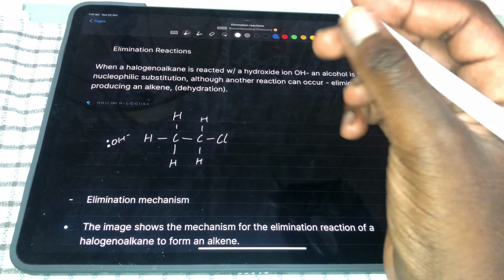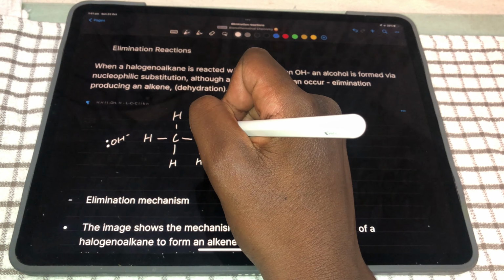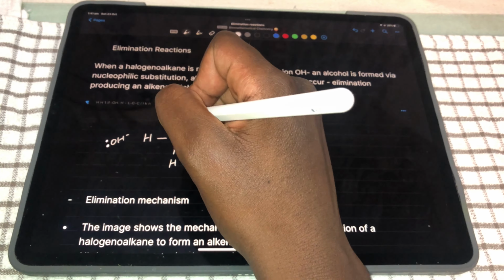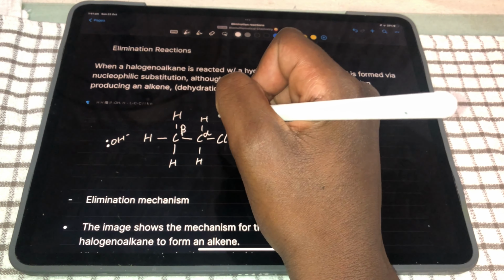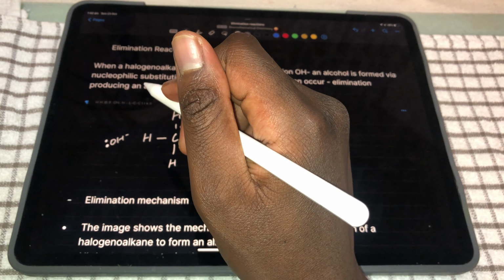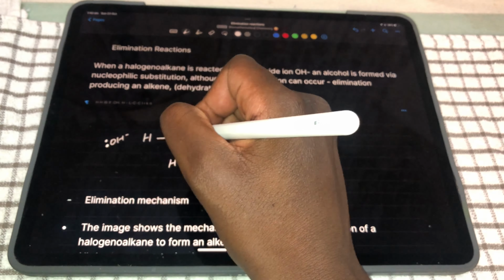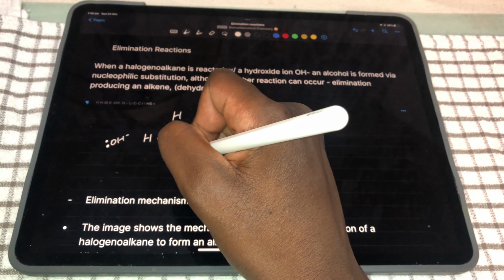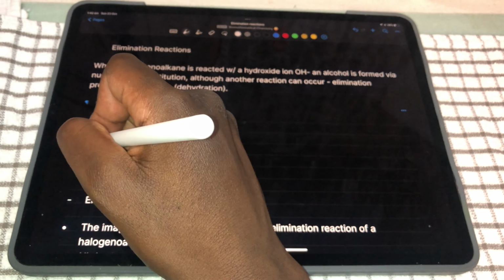So let's label it. That's your alpha carbon, because that's the one that's bonded to your halogen. This would be your beta carbon, because it's the one that's adjacent to the carbon that's bonded to the halogen. Now, your hydroxide ion is not going to go to your partial positive carbon atom. Instead, it's actually going to go to your hydrogen atom. In this case, this particular hydrogen atom here.